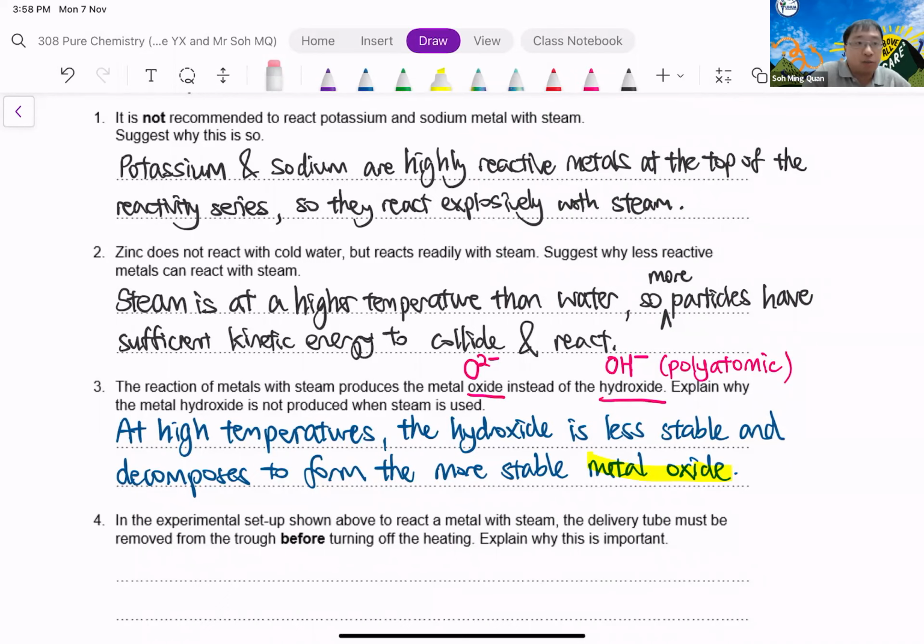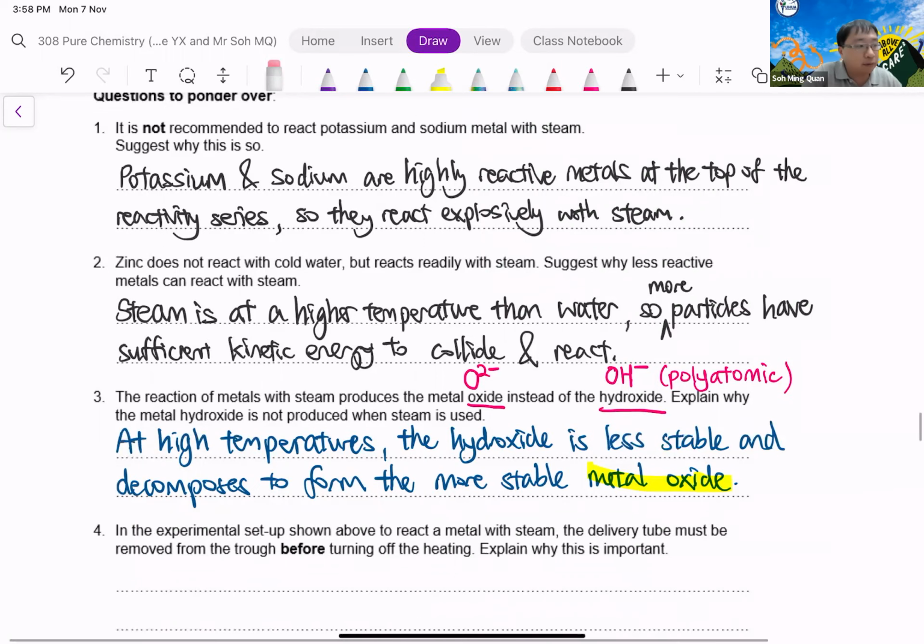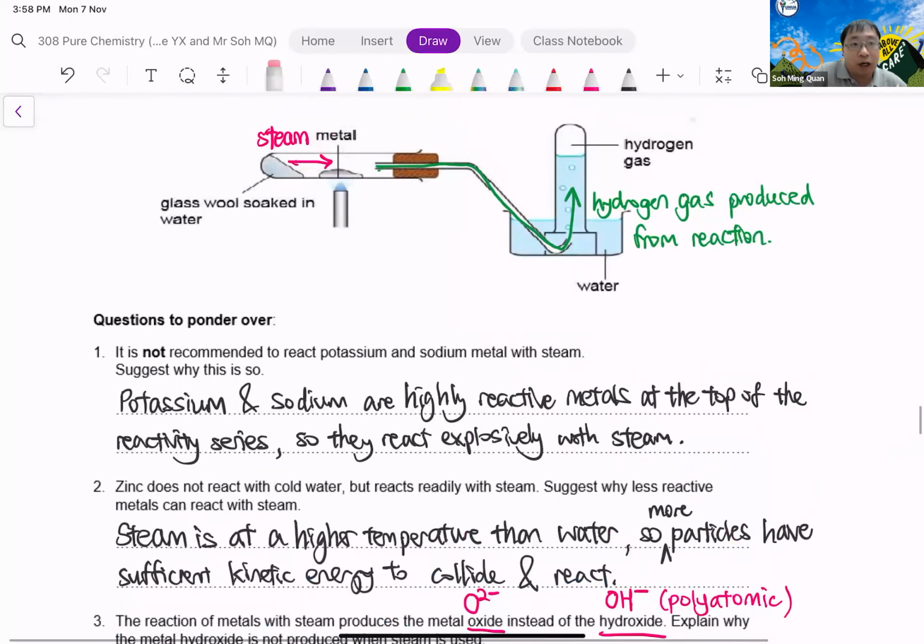Now, question 4 is more of an experimental thing. Okay, so for question 4, I would like to point you back to the diagram on top. So what is question 4 actually talking about? Question 4 is talking about the delivery tube. The delivery tube I shall highlight in yellow is this tube. The tube that delivers hydrogen gas into the water. That's called a delivery tube, right?